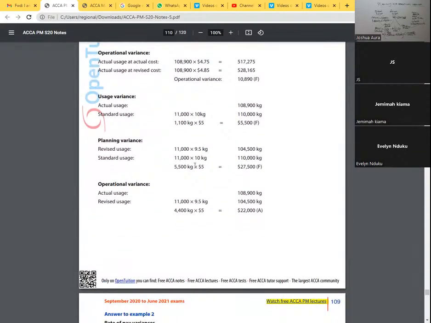You can see the operational variance. Operational variance, they're getting what here? 22,000 adverse. Very easy. Don't adopt their method. Our method is always better. Their method, you only use it for the purpose of just comparing your answers, only comparing your answers, just that.